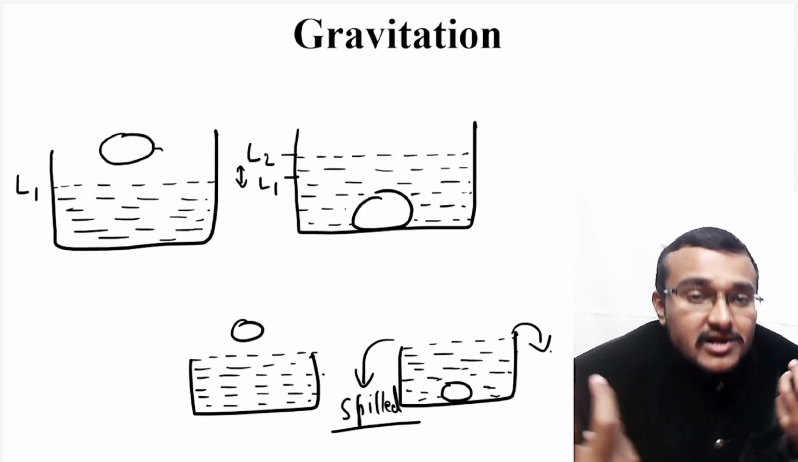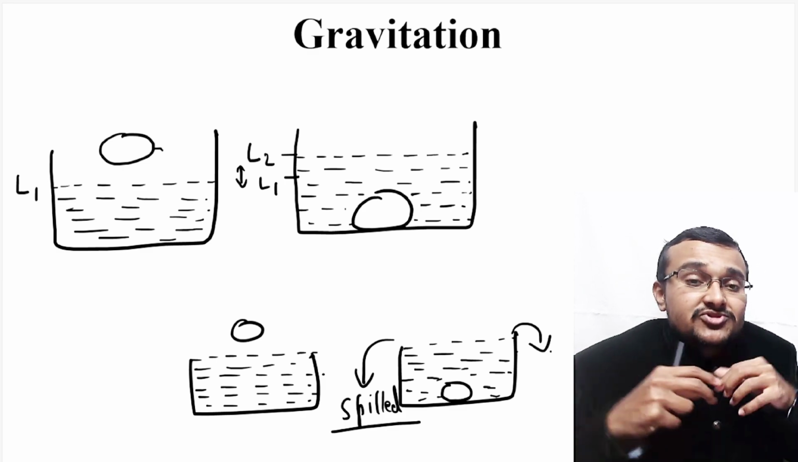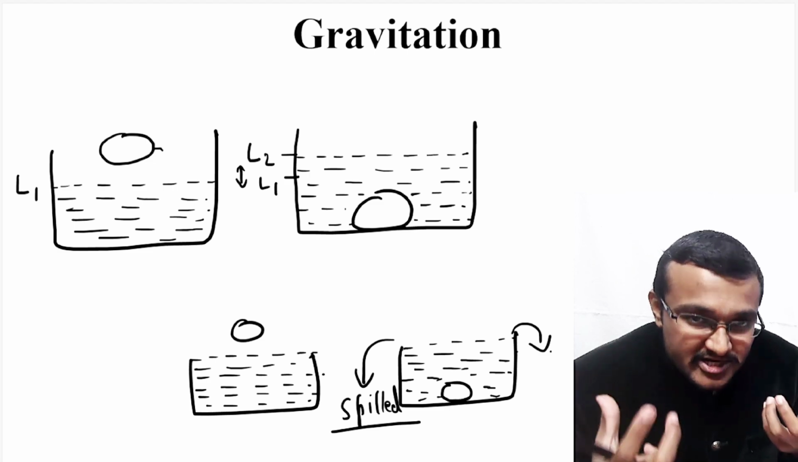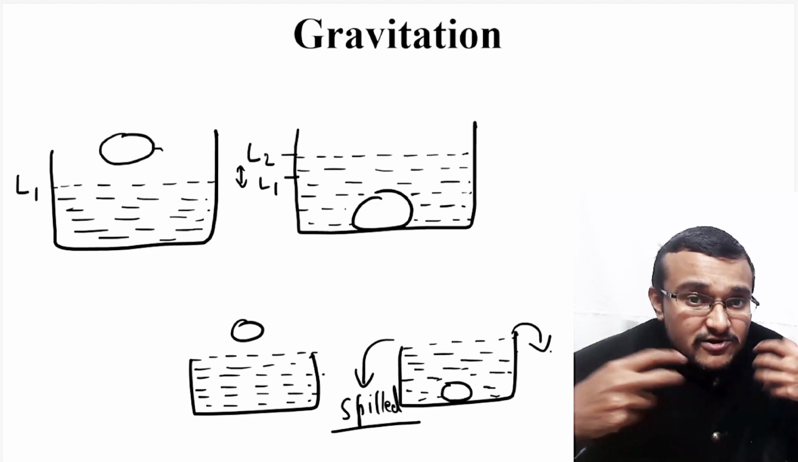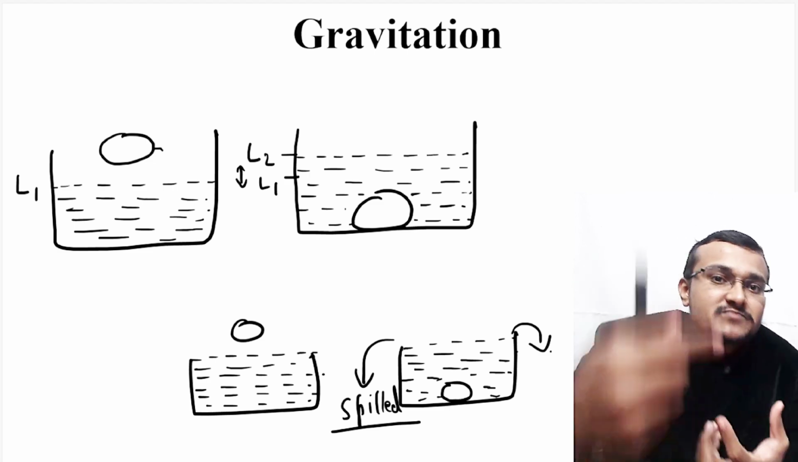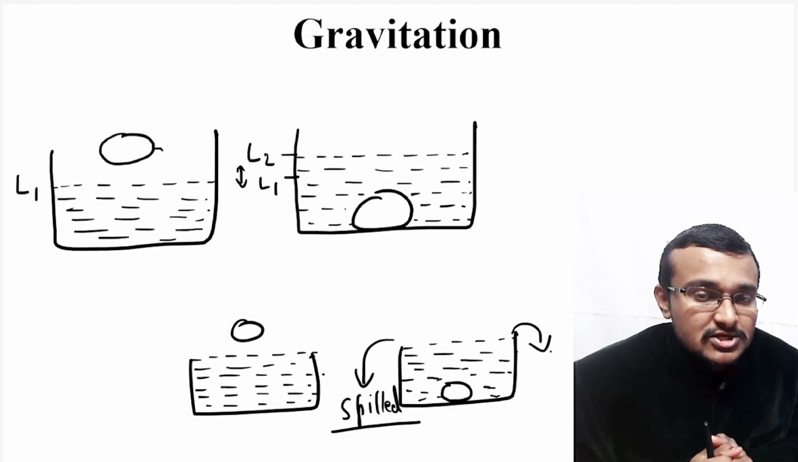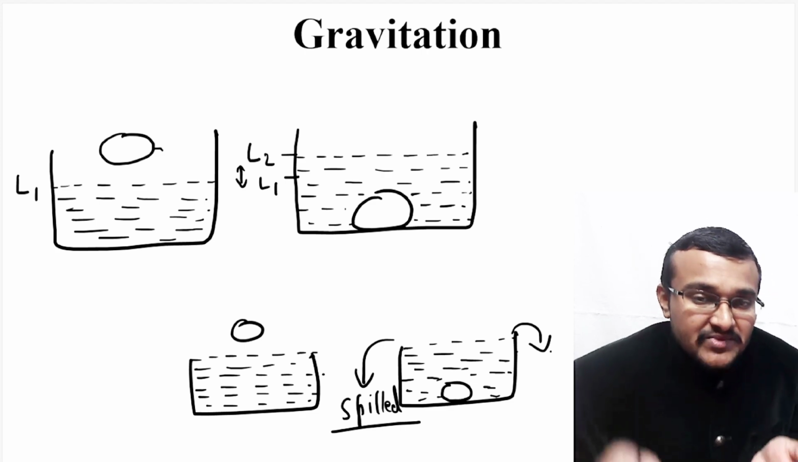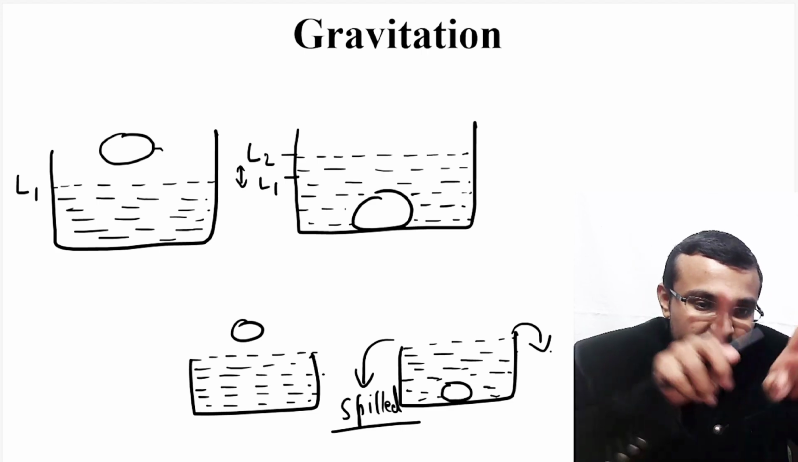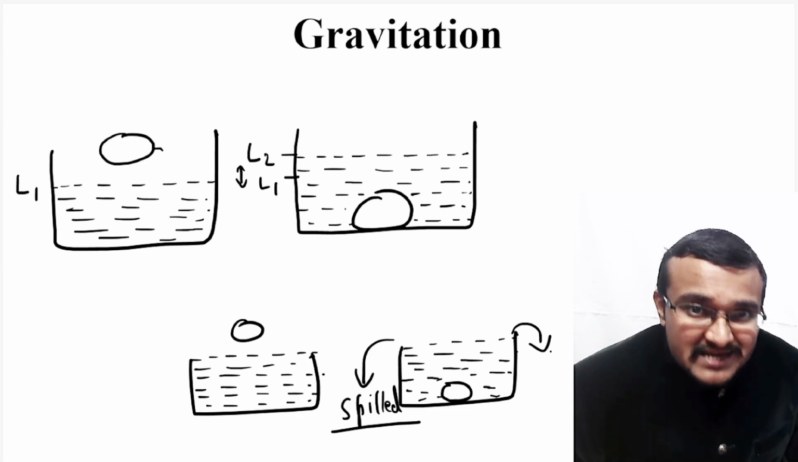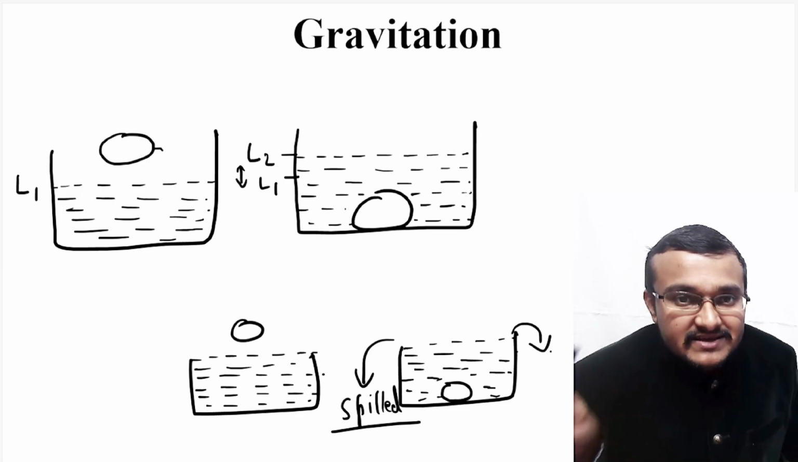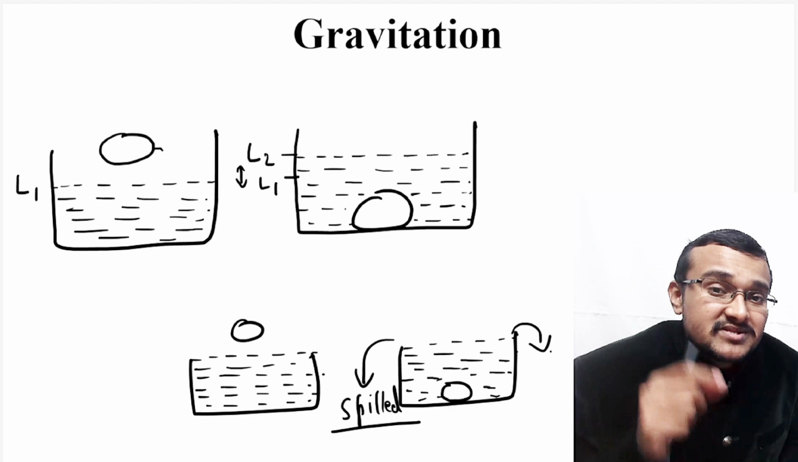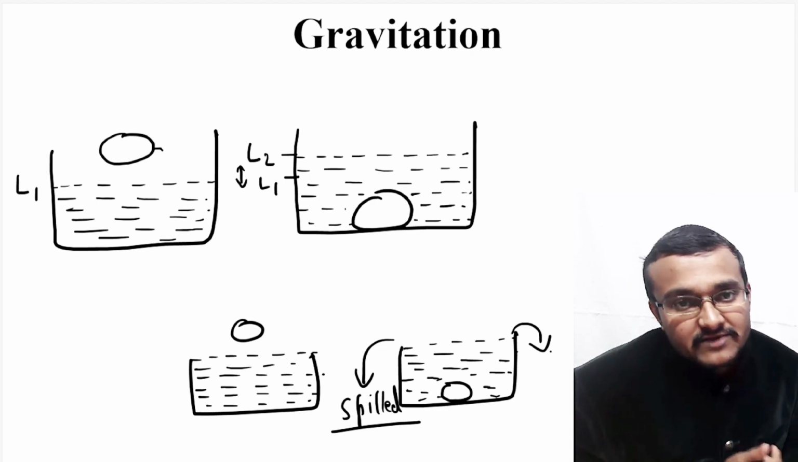The amount of water which is spilled out, the weight of that water is equal to the upthrust of that water. So whichever liquid you are taking, how much liquid is displaced by that object gives you the upthrust given by that liquid.